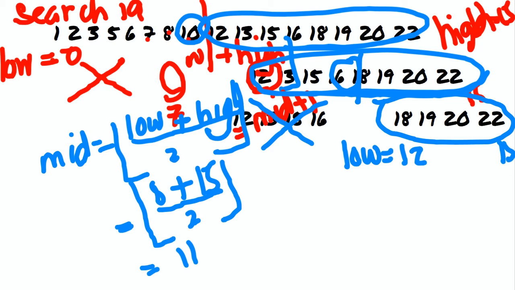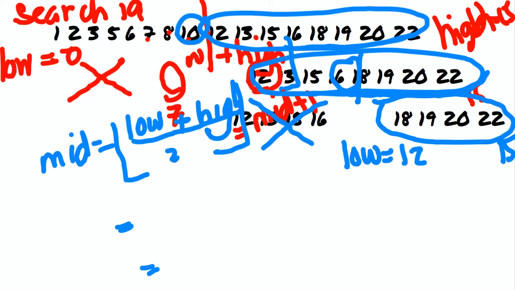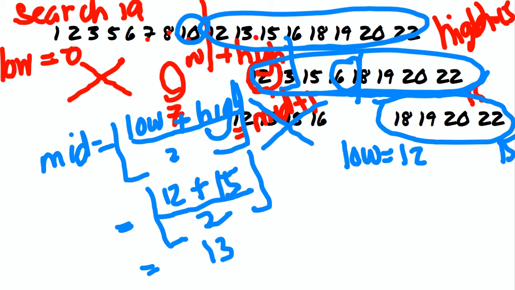High remains at 15. And let's check again the middle term. So the middle term will be low plus high, so it will be 12 plus 15, over 2. And this is 27 over 2, giving us 13, floor of 13.5. So 12, 13. So we're going to cut this into 2. And the middle term is 19.